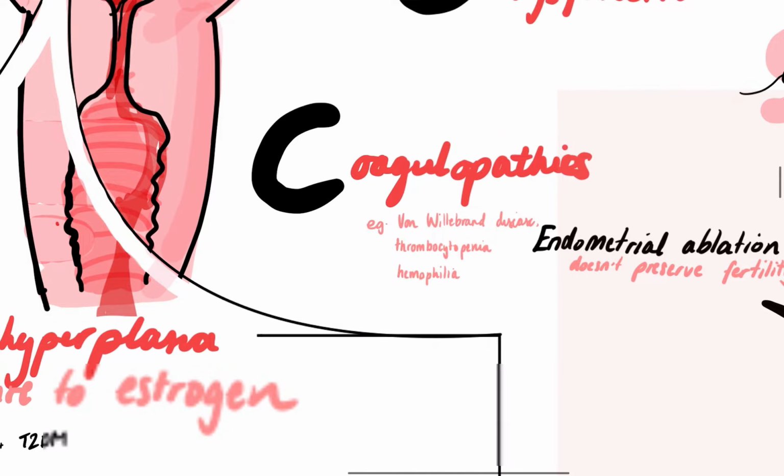Then we can go into coagulopathies, which I've just named some here. Examples include von Willebrand disease, where you're missing a very important factor in the coagulation cascade, thrombocytopenia, which is where you don't make enough platelets, and hemophilia.